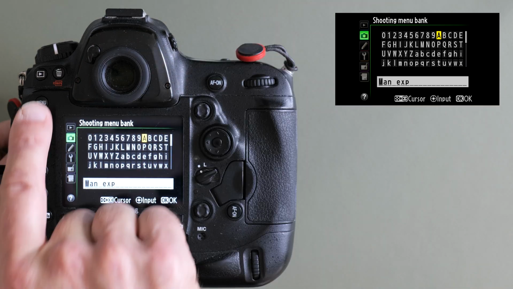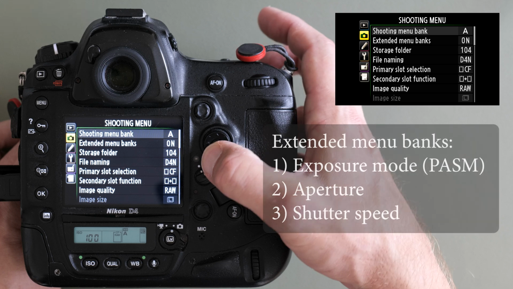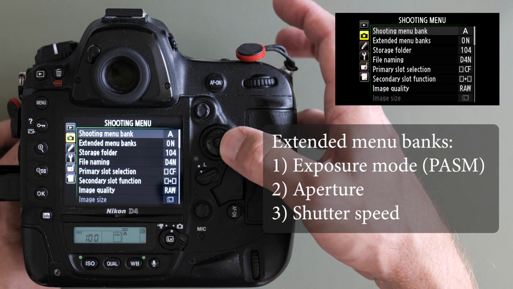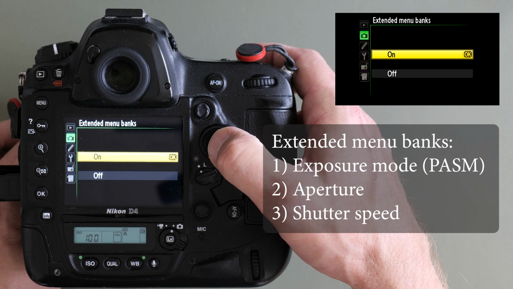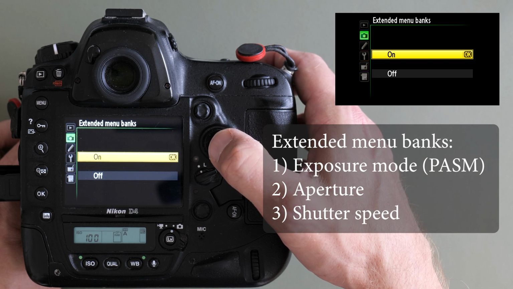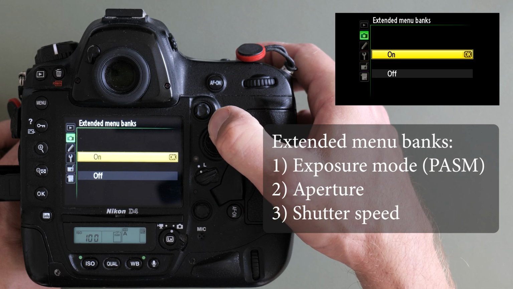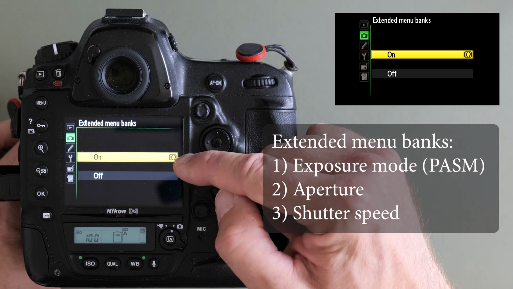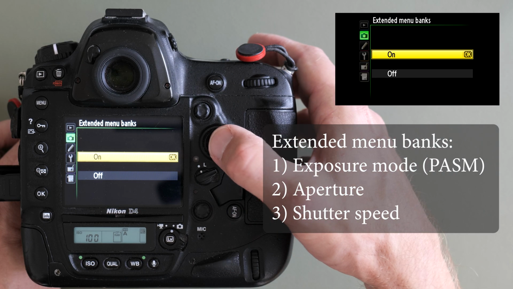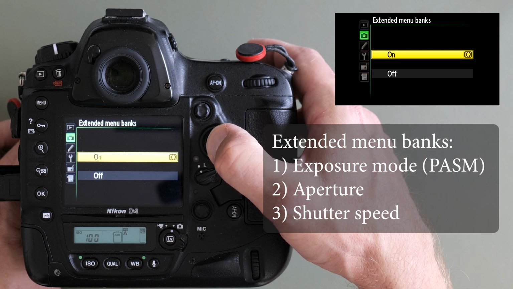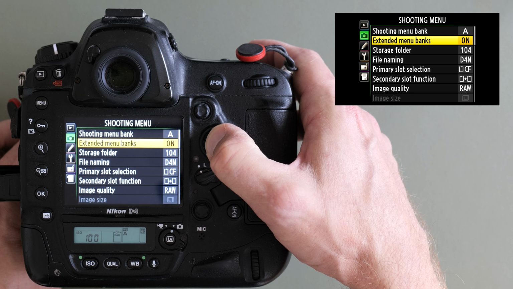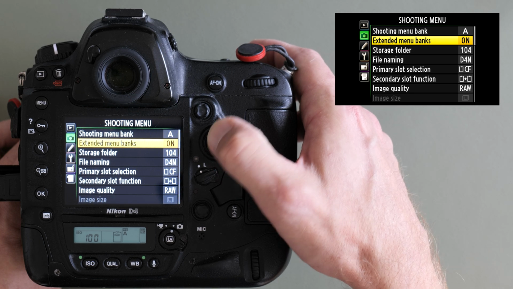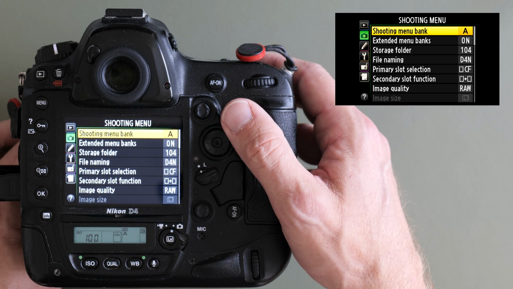One thing about the shooting menu that I find really important is the extended menu banks. I've turned that one on, and what that does is it includes your exposure parameters, meaning your shutter speed, your aperture, and your exposure mode. So I would recommend you turn that one on, because then it is included in the bank, and then when you switch mode, you can let that be controlled by the bank.